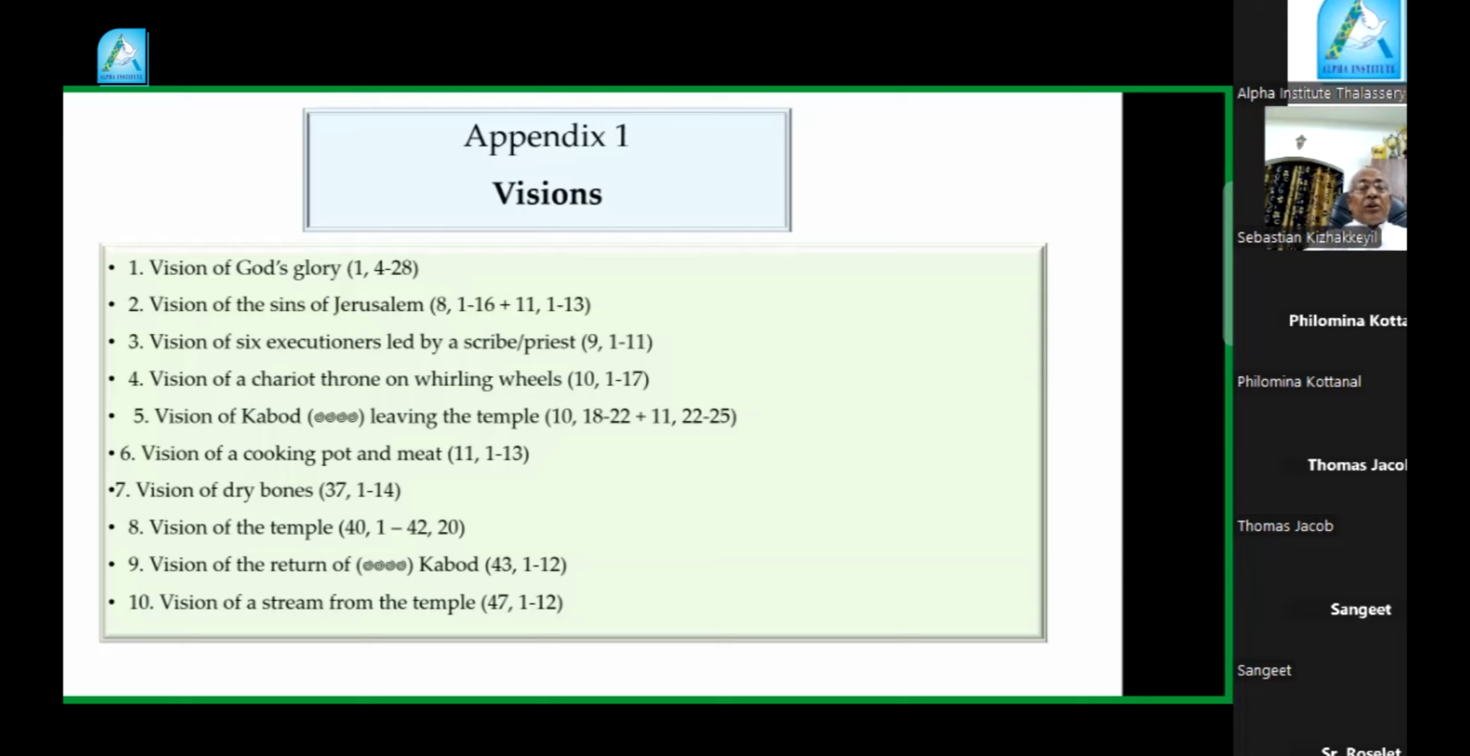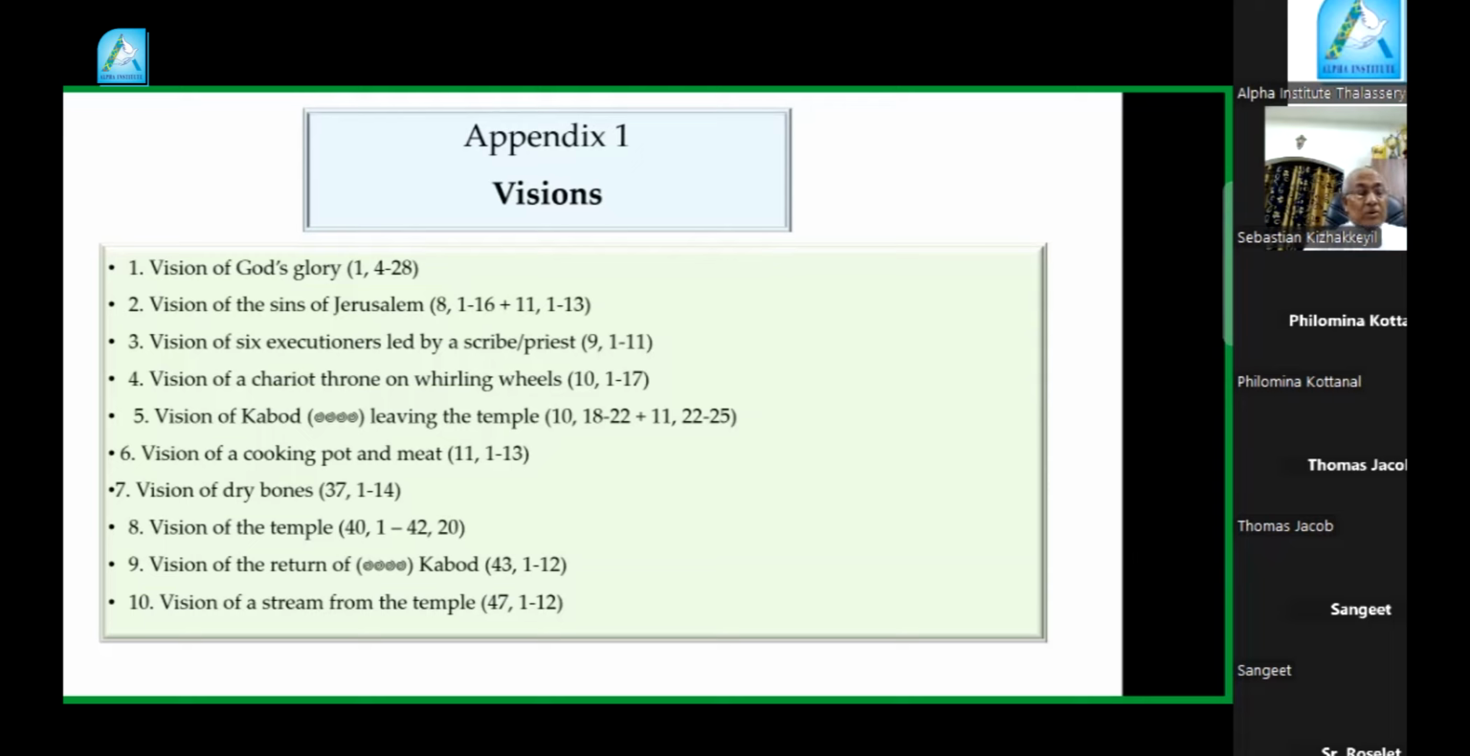The next is the vision of a cooking pot and meat. There, he sees a cooking pot. In the cooking pot, there is meat, and the meat is being cooked. And the people think that they are safe. There are two possibilities. One is they think that they are safe because the meat is inside the pot. The second is false security. Or second is defeatism, pessimism. So in this vision, he sees a pot, and the pot is Jerusalem, and inside the pot is meat, and the meat is the people of Jerusalem.